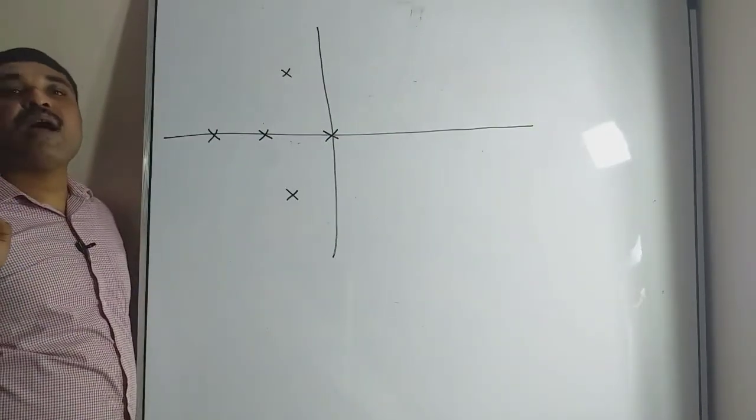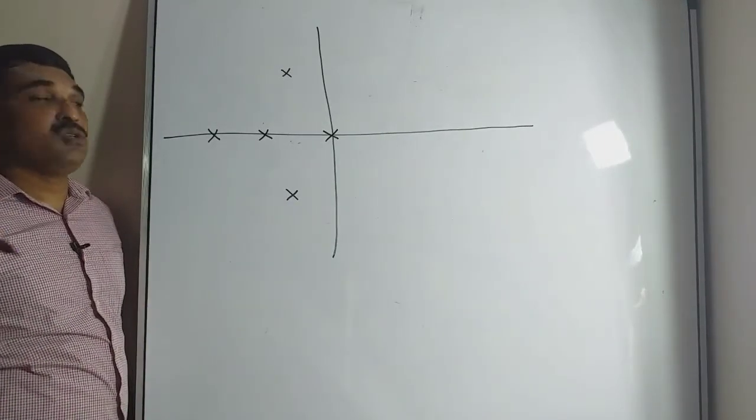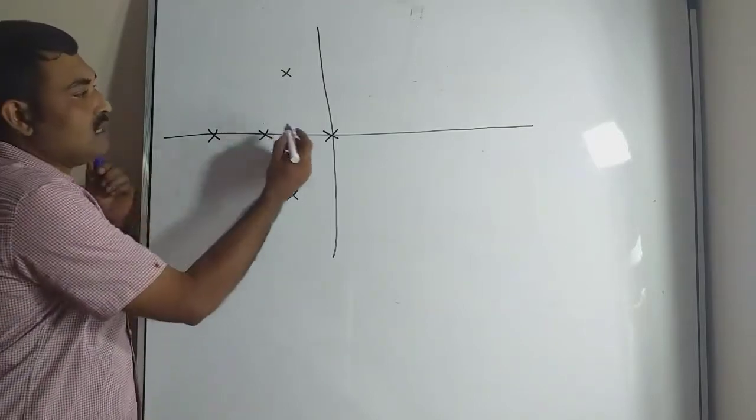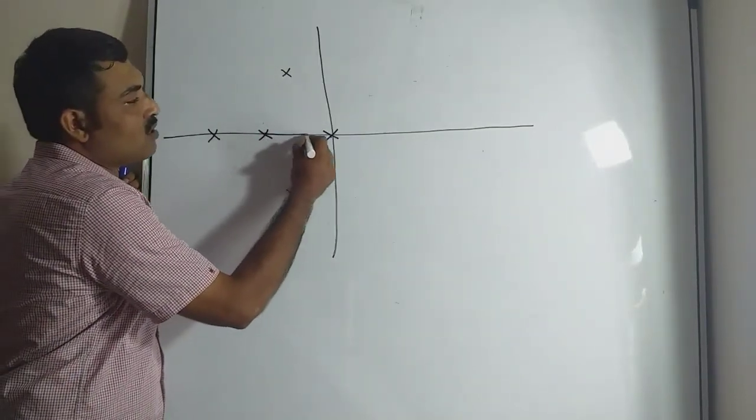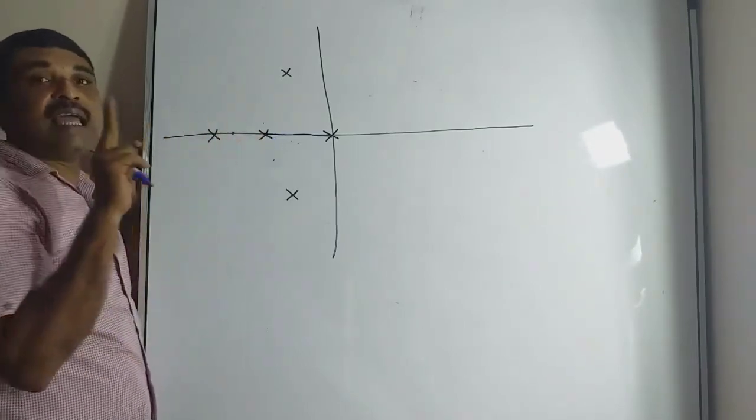Here we have 5 poles: 3 simple poles and a pair of complex conjugate poles. Now check which portion of the real axis is on the root locus. This portion is on the root locus. If you take a test point here, we have an even number of poles.